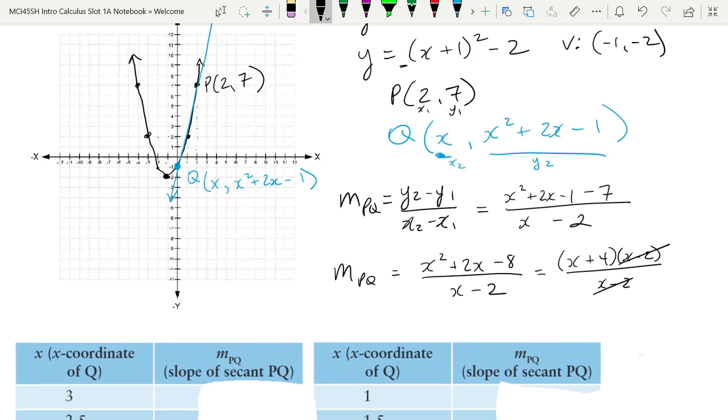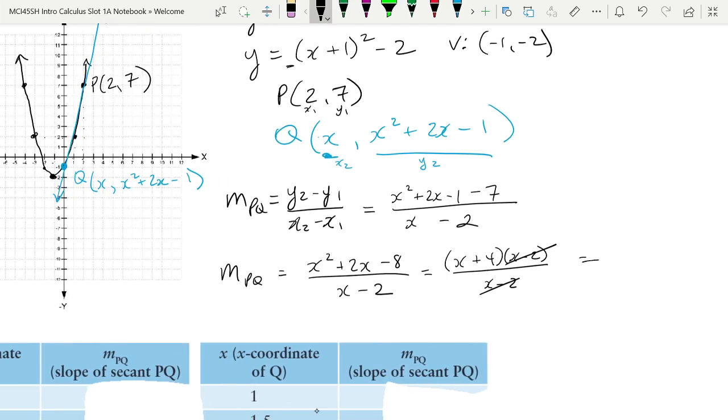There we have it. So that's going to be x plus 4. So my slope is just going to be x plus 4. That's a nice, easy to work with slope. Now, like I said, most textbook questions will tell you what x values to use in point Q to start making Q closer and closer to P. And it's a nice, easy slope formula to work with.